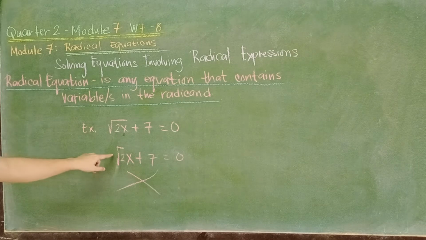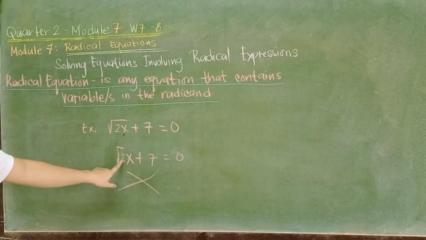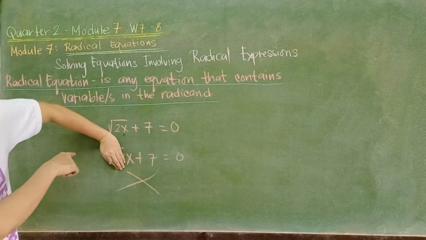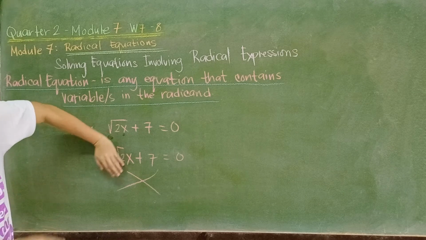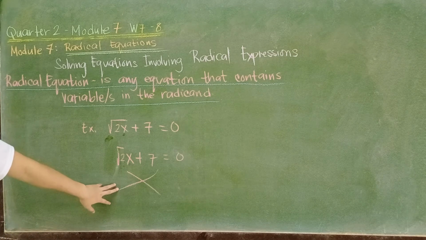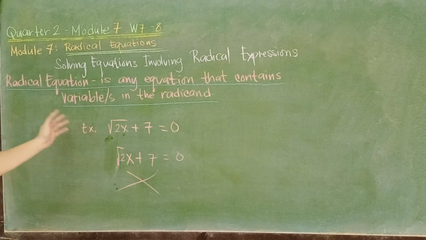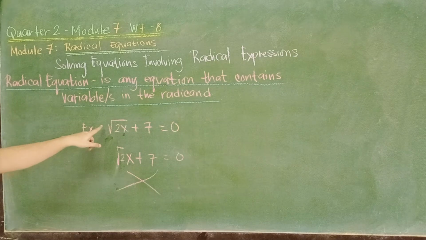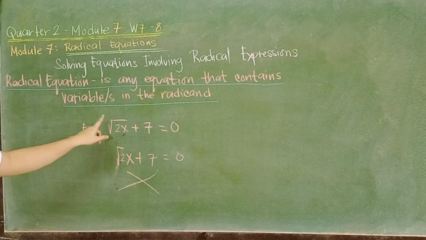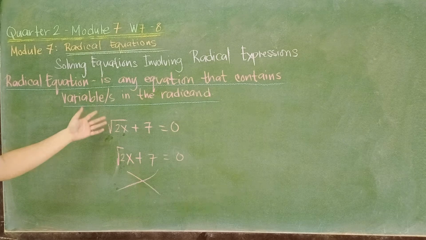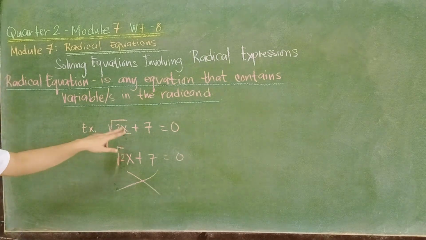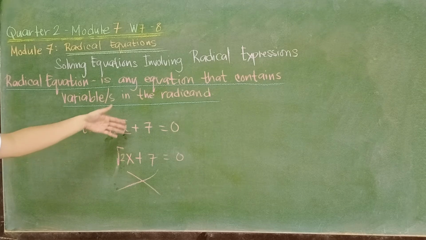Kung mapapansin natin, yung nasa loob ng radical symbol, yung 2, nasa labas yung variable ni x. So, hindi siya kasama doon sa loob ng radical sign. So, hindi siya pwede consider as radical equation. So, radical equation lang is yung equation o yung expression na may variable sa loob ng radical symbol. Or, yung radicand mo meron variable o meron kang letter dun sa loob.